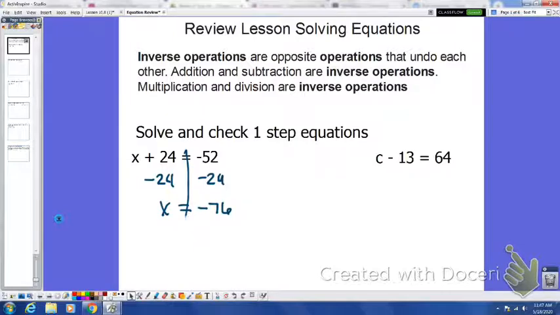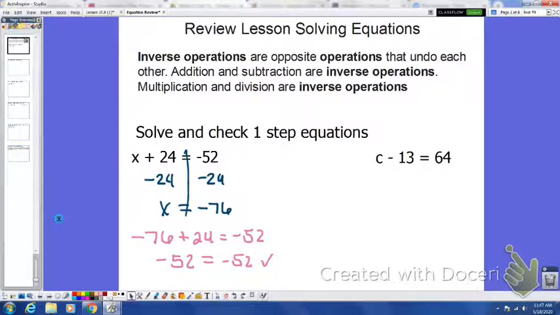And then remember, you can always check your work by substituting back in. So if I substitute my value for x, negative 76 plus 24 equals negative 52. Well, if I actually check that, negative 76 plus 24 does in fact equal negative 52. So negative 52 equals negative 52. Now, I'm not going to take the time to check all of these problems. Just wanted to remind you that's how we would do it. I will check some of them as we go through.